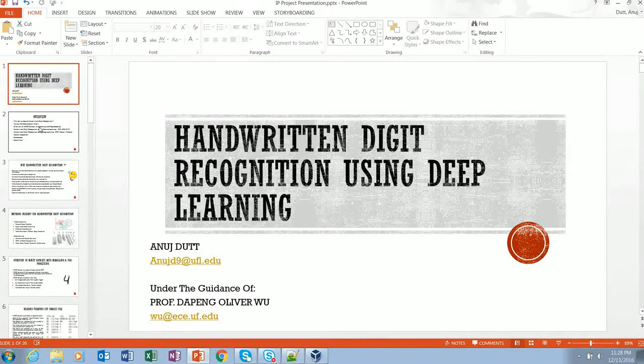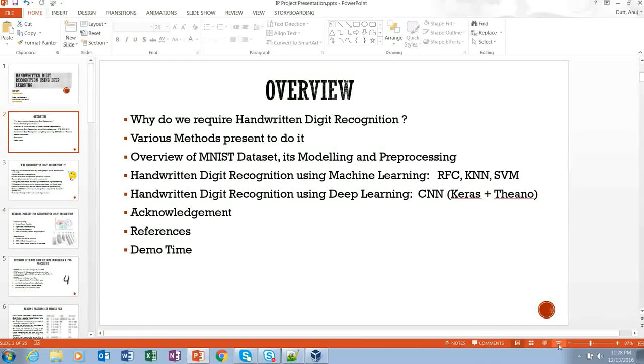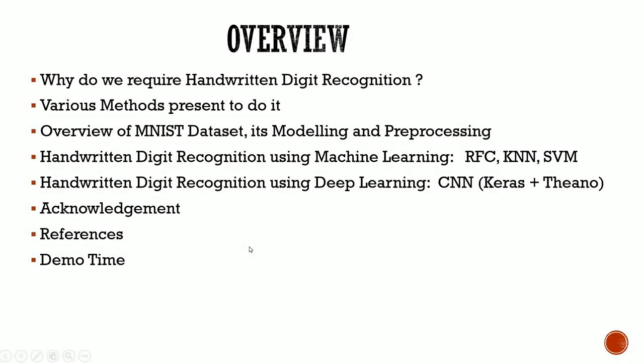So, first of all, I would like to give you an overview of my project. Why do we require handwritten digit recognition? What's the need for that? Secondly, what are the various methods that are already present to do this? Third, the overview of the MNIST dataset that I'll be using to explore machine learning algorithms and deep learning algorithms and compare their accuracy for the prediction of the correct digit, and its modeling and data pre-processing.